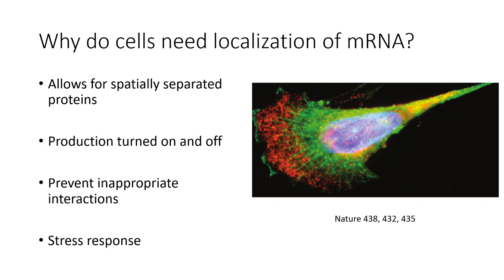Also, limiting translation to a specific site can prevent potentially toxic or harmful products from tampering with the rest of the cell. Like I said, it can be toxic, or it could just be something that would mess with processes in the cell. Finally, many types of cells actually use RNA localization as a stress response mechanism, halting translation of housekeeping proteins in order to divert resources to respond to stress.